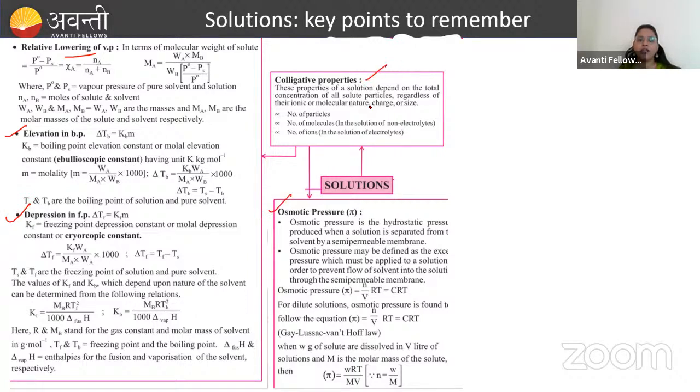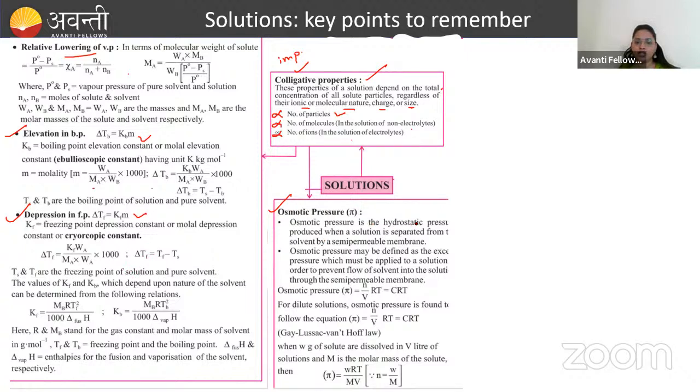So what are actually the colligative properties? These properties of solution depend on the total concentration of all the solute particles, regardless of the ionic or molecular nature, charge, or size. Number of particles, number of molecules in the solution of non-electrolytes, and number of ions, it is directly proportional to all these things. So colligative properties are very, very important. The first one is relative lowering of vapor pressure. Remember the formula. Next, elevation in boiling point. Remember the formula. Depression in freezing point. Remember the formula. How to calculate it, how to determine the delta Tf value.